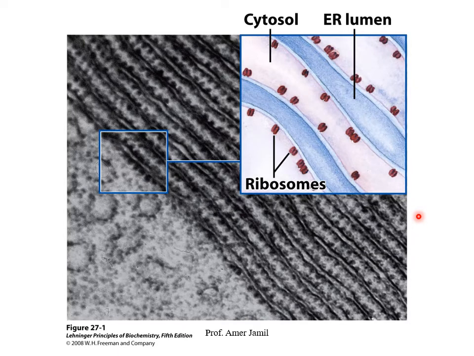Translation takes place on free ribosomes for the proteins which have to remain inside the cell, and translation takes place on ribosomes attached to the endoplasmic reticulum for the proteins which are to be exported, either out of the cell, or inside the cell membrane, or maybe in eukaryotic cells in another part of the cell.